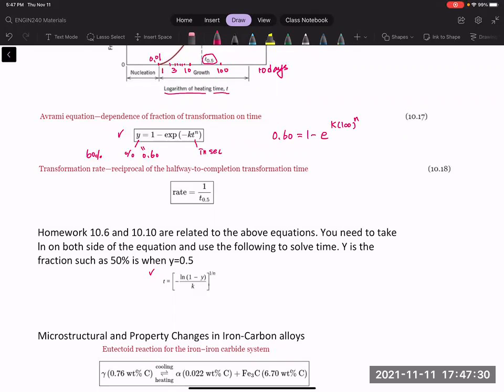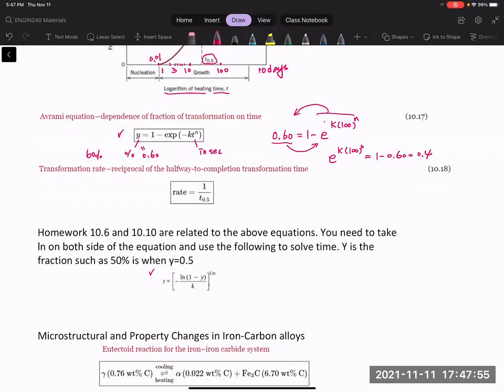So usually an easier way to solve this is you take the natural log. So you move this term here to the left and move this one to the right. Then you will have e^(-k·t^n) equal to 1 minus 0.6, equal to 0.4.